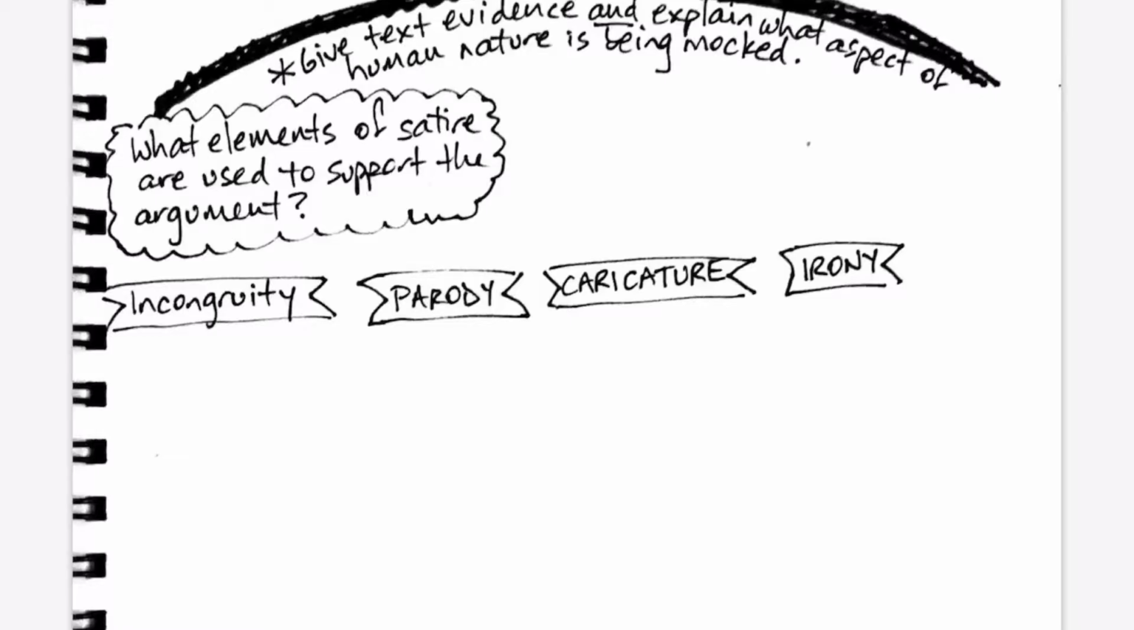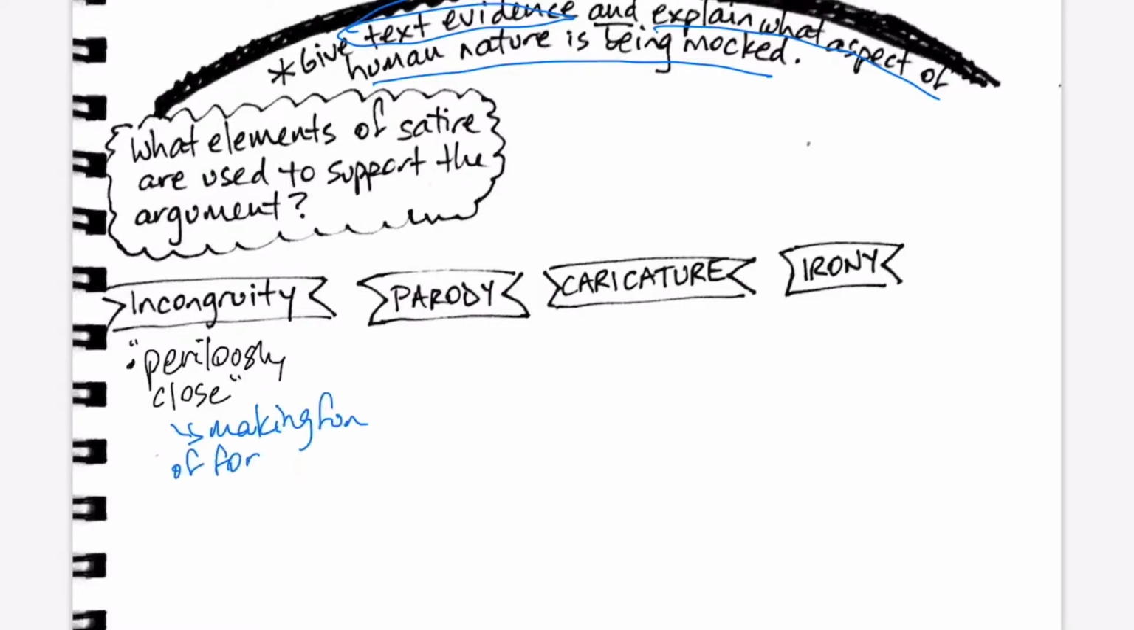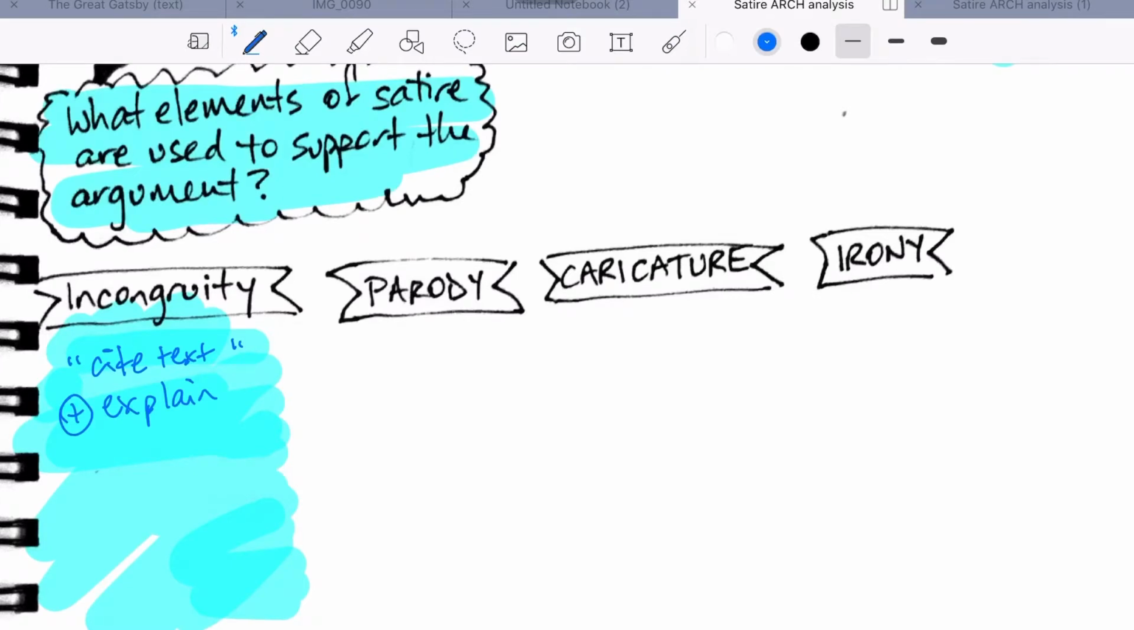Okay, so I would say in this case, the language is "perilously close." Again, you only need enough text evidence to prove your point, and you need to explain what aspect of human nature is being mocked. So the text evidence is "perilously close," and it's making fun of the stiff formality of the upper class. Okay, I feel like you get the gist of how I want you to use this graphic organizer.